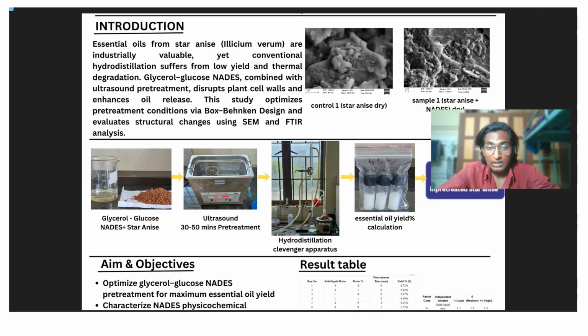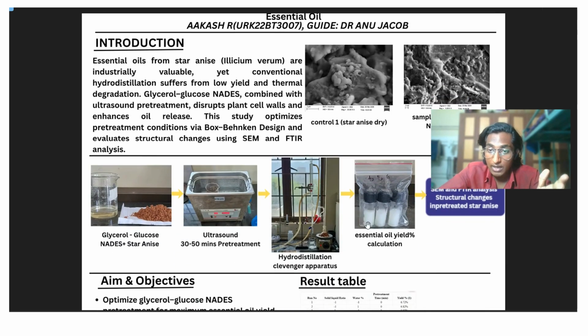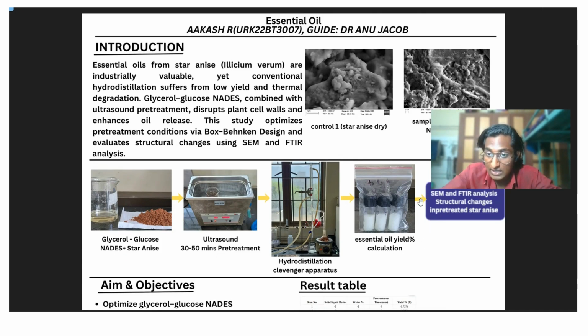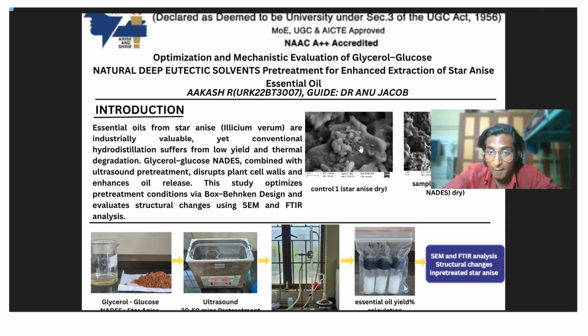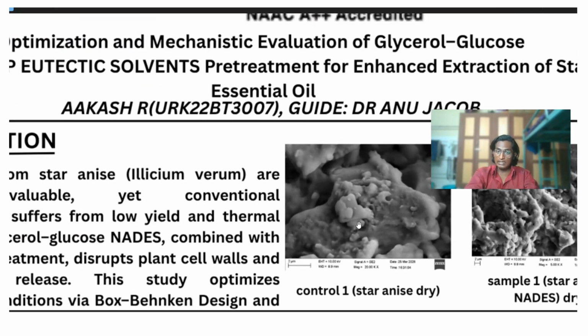After I take out the essential oil, we do FTIR and SEM analysis of the sample. FTIR is done to see what compounds are present in the NADES and the essential oil, and it helps us compare the two. With the SEM analysis, we can see the structural changes. In the control, only star anise is present and it is not pre-treated. In this we can see that the surface is very smooth, which means the star anise is not breaking down and the oils are still inside.